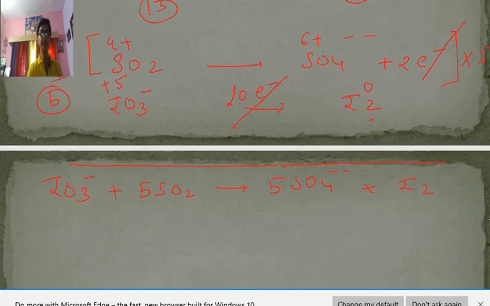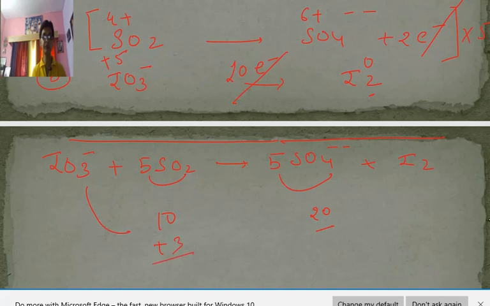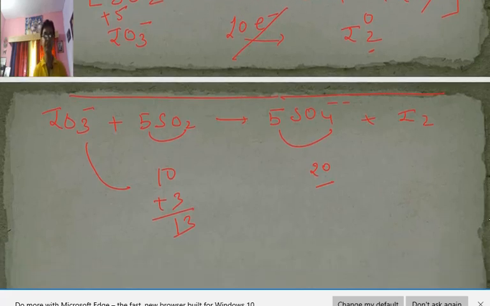In this reaction, first balance the number of oxygen. On the right side, 5 fours are 20, but the left side is 5 twos are 10 plus 3, only 13. Then balance the number of oxygen with molecules of water; 7H2O is required and here the number of hydrogen is 14H. Then this reaction is balanced.